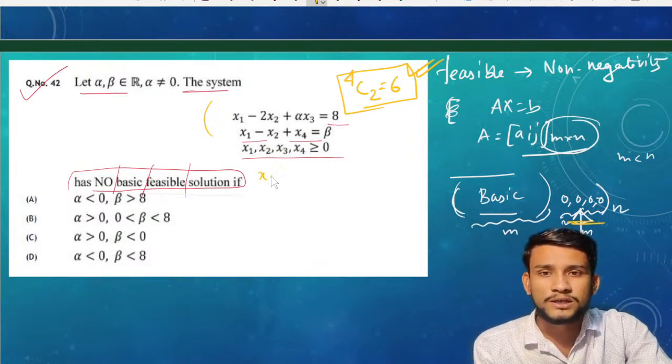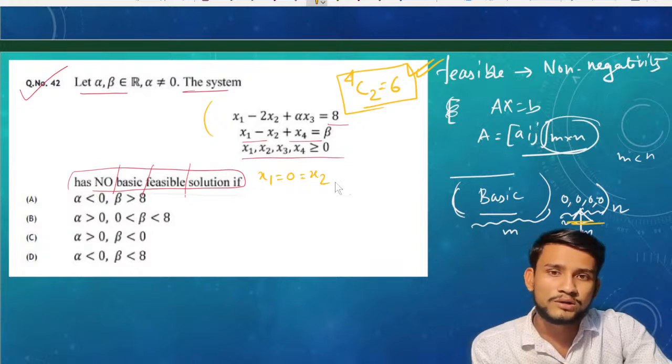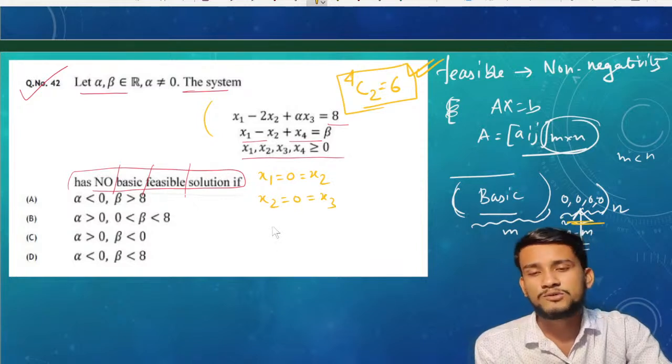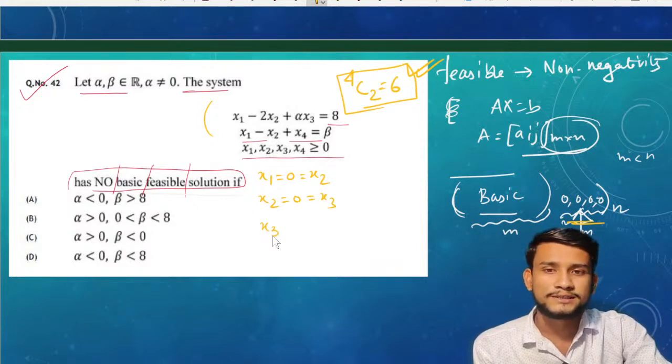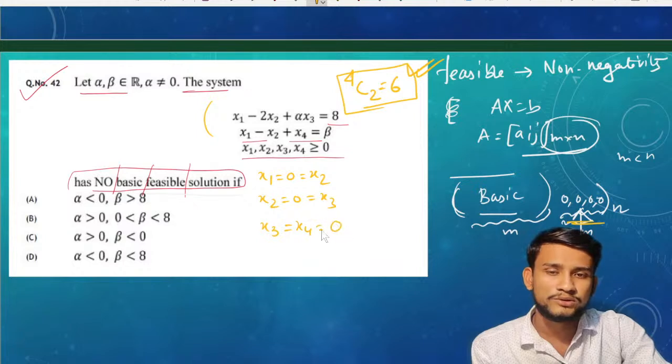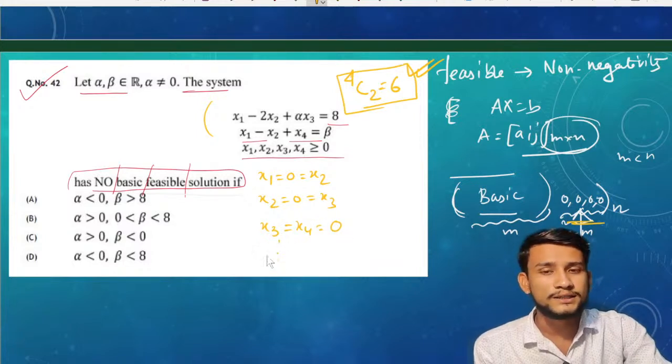Suppose first we choose x1 equal to 0 equal to x2, then choose x2 equal to 0 equal to x3, then choose x3 equal to x4 equal to 0. These are the possibilities. You can get the other 3 possibilities also.